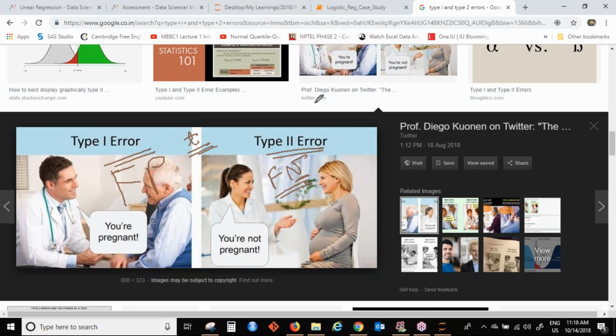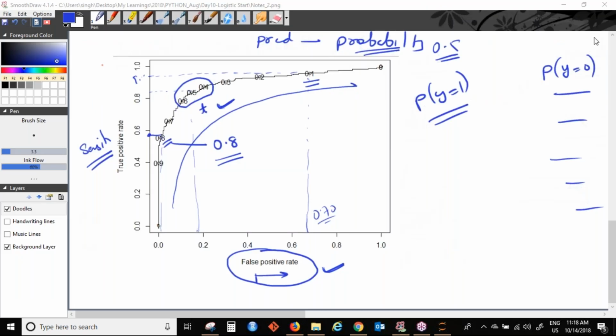Okay, and there's one more thing which I missed. Let me come to that. There is yet one more parameter that is used to measure the accuracy of any classification algorithm, and that is the area under curve. So let me talk about this. So what is area under curve?